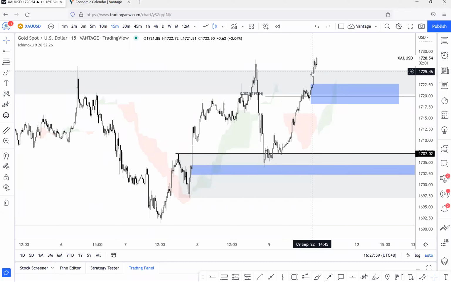So I have a question. Can you check on pound Kiwi and Aussie franc? So yes, let's take a look at pound Kiwi and Aussie franc.